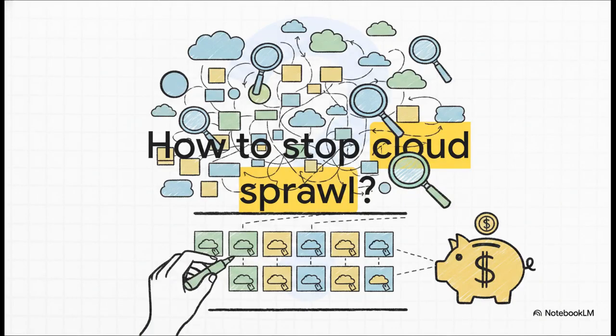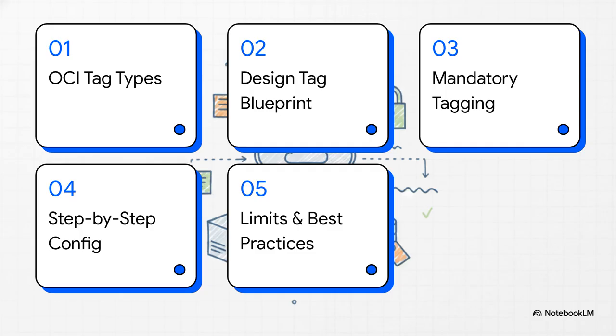So let's tackle the elephant in the room. How do we actually stop cloud sprawl before it even starts? I mean, when you've got dozens of users spinning up VMs, databases, and networks on a daily basis, how do you know what belongs to who? How on earth do you track the costs? To stop the sprawl from devouring your budget, it all comes down to how you categorize those resources from the exact second they're created. Here's our quick blueprint for today.